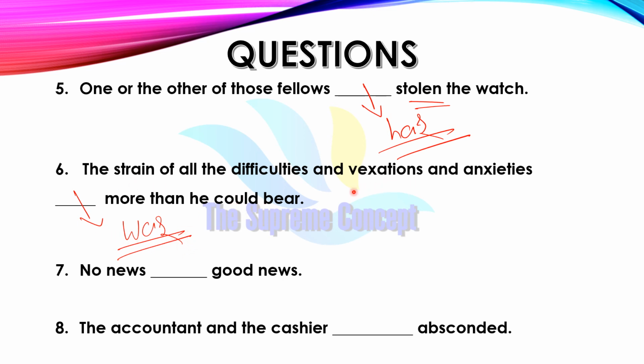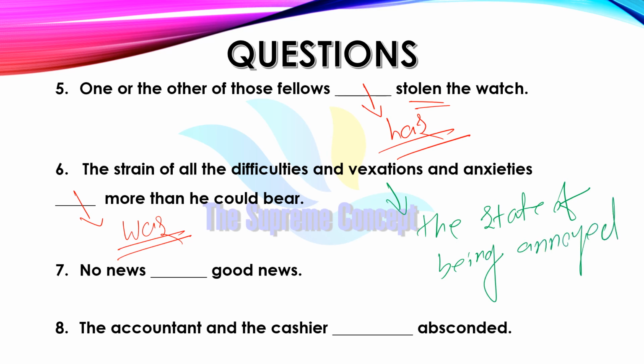Anxieties means being serious, being worried about something. Similarly, vexation is the same thing. If you don't know what vexation is, vexation means the state of being annoyed, frustrated, or worried. So it is similar to anxieties. So let us do question number 7.